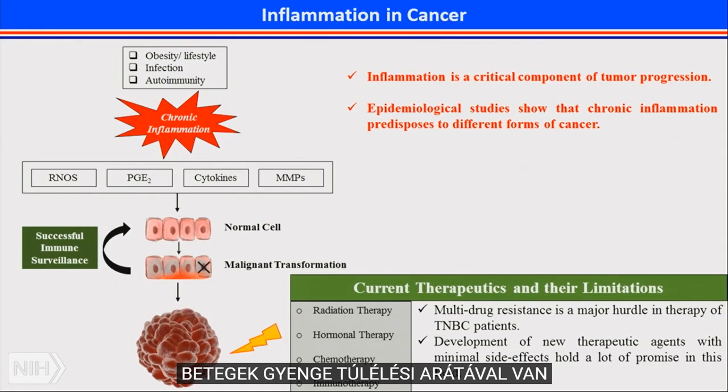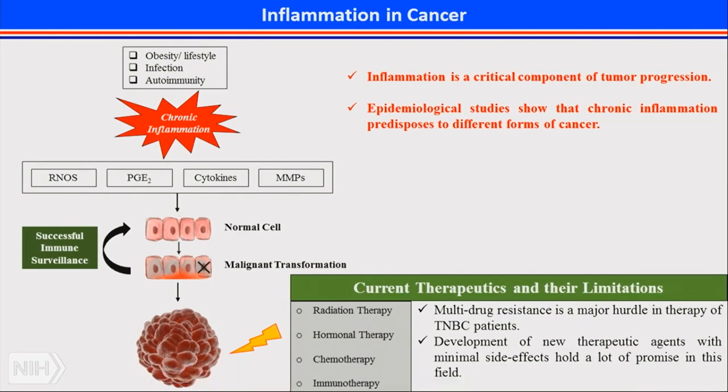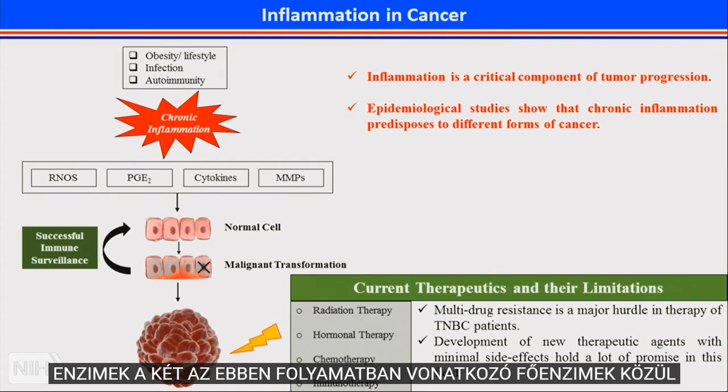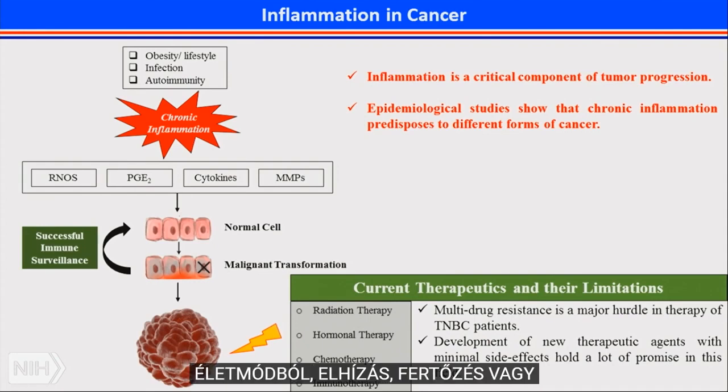Inflammation is a key driver of tumor progression in breast cancer, and the NOS2 and COX2 enzymes are two of the key enzymes involved in this process. In cancer, chronic inflammation can result from lifestyle, obesity, infection, or autoimmune disease, which can then lead to increased levels of RNS, reactive nitrogen species, PGE2, which is produced by cyclooxygenase, pro-inflammatory cytokines, or matrix metalloproteinase rearrangement.